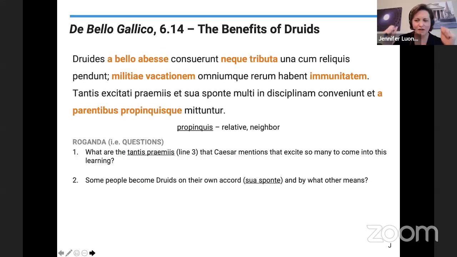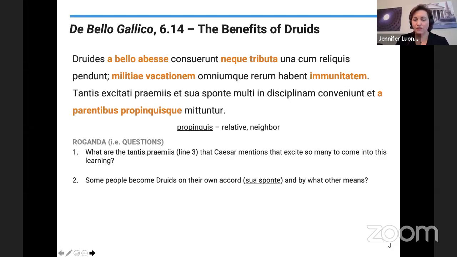Okay, Iuvenes discipuli, we have arrived at 6.14. So you may want to go ahead now and switch over if you're following along on a cloze exercise or in some other way. We have arrived. Pervenimus. So the questions for this section.